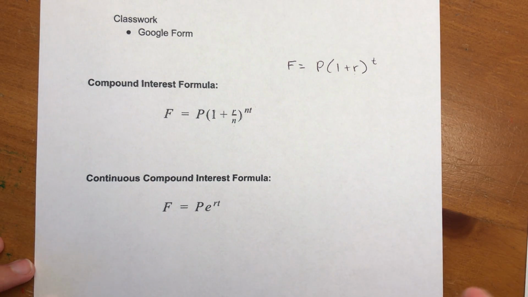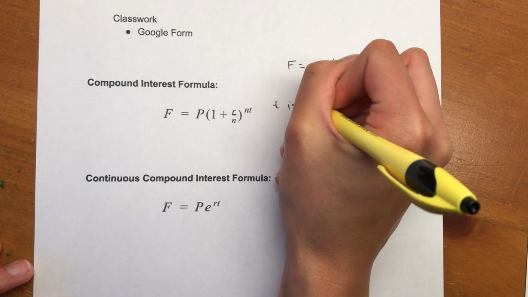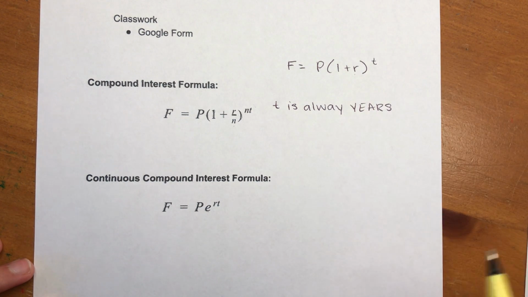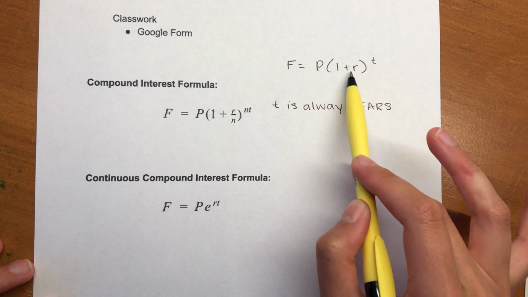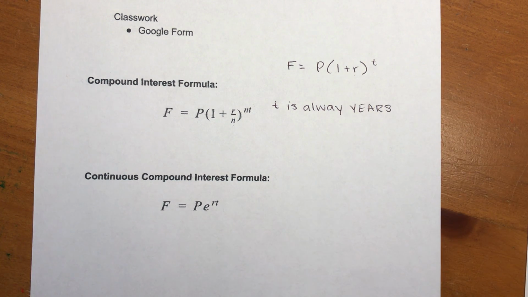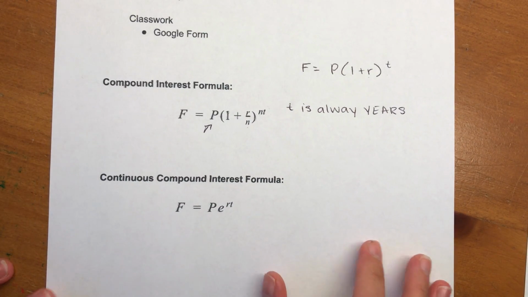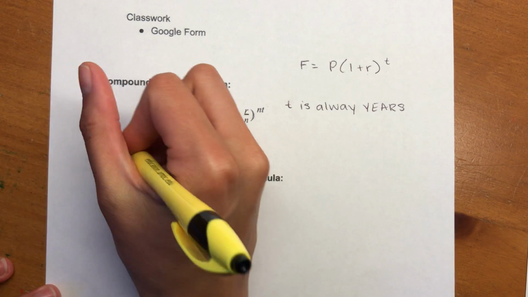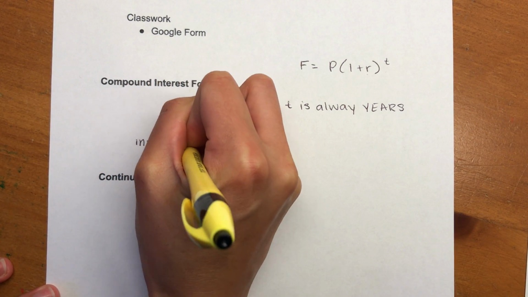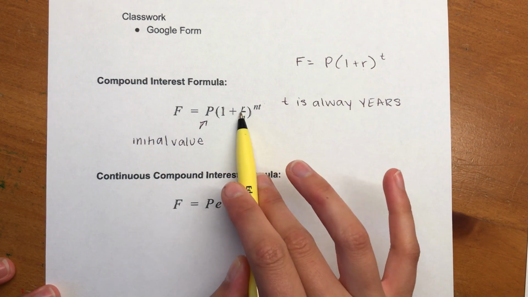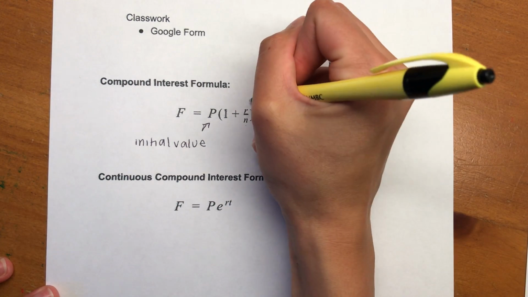So what we're going to do is we're going to say t is always going to be years now, okay? So with this formula, it doesn't matter as long as t and r are using the same unit, right? Okay. Now, same thing here with p. This is still our initial value, so P and P are the same. So P is the same, F is the same for the old formula and the new formula. R is still the same. R is still my rate.